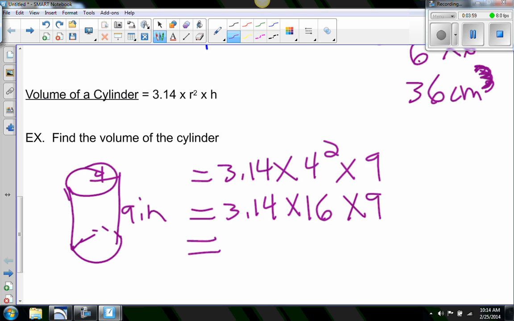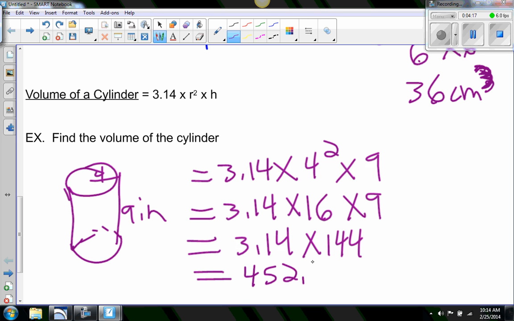16 times 9 is 144, and then 144 times pi, and I'm going to round it to the nearest tenth, so 452.2, and it would be cubic inches for my answer.